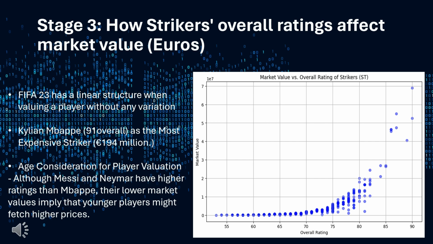One example is how Mbappe is the most valued player at 194 million and with a rating of 91, but Neymar and Messi have a higher rating of 93 but are lower value than Mbappe in the FIFA career mode market.